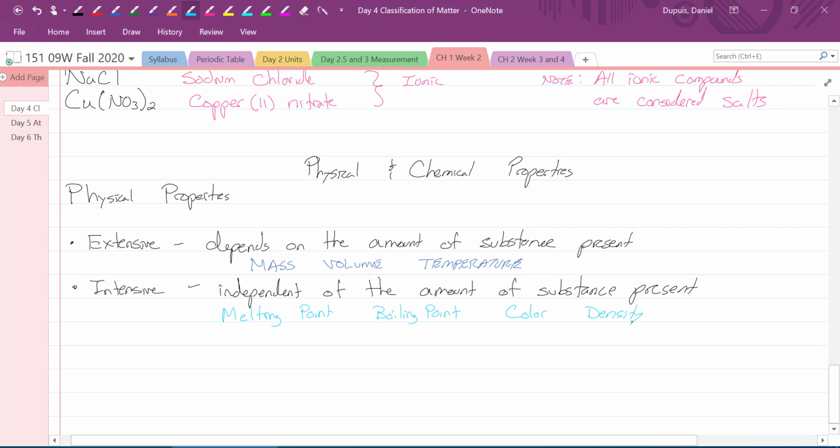All right. These are all physical properties, and some depend on the amount, right? And some depend on not the amount. Okay. But they're all describing our substance. They're describing what we're talking about.